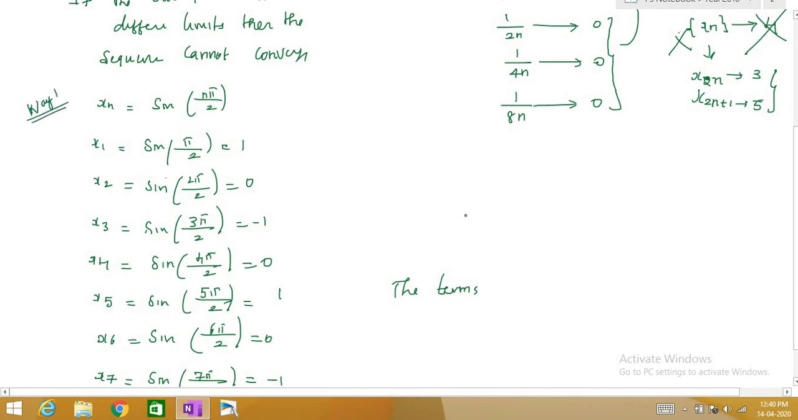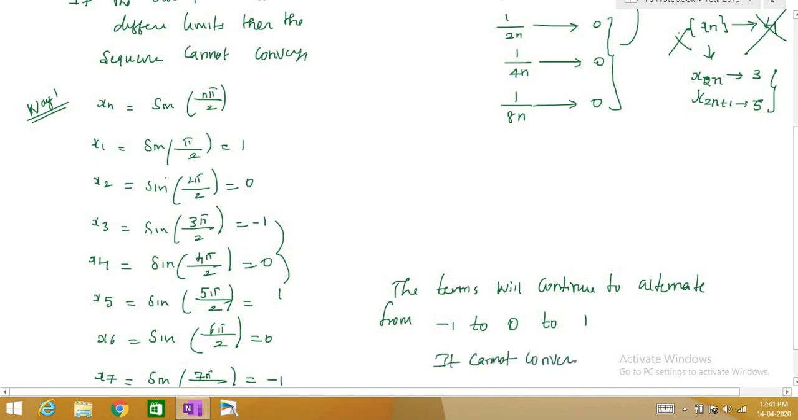Way 1: the terms of the sequence will continue to alternate, going from minus 1 to 0 and 0 to 1. It goes on, you can see minus 1 to 0, 0 to 1, and again it goes back to 1, 0, minus 1. So you can see that it oscillates 1, 0, minus 1. Therefore it cannot converge.